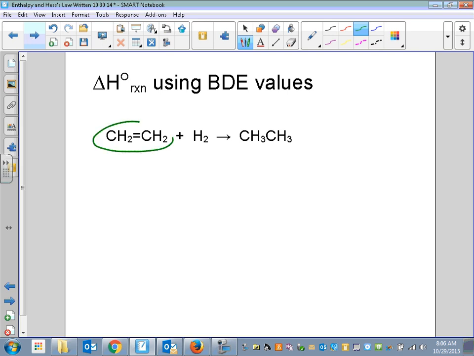This is C, two C's, right? Ethene. So how does ethene look? Draw it out. I told you where the double bond is. So draw it out.